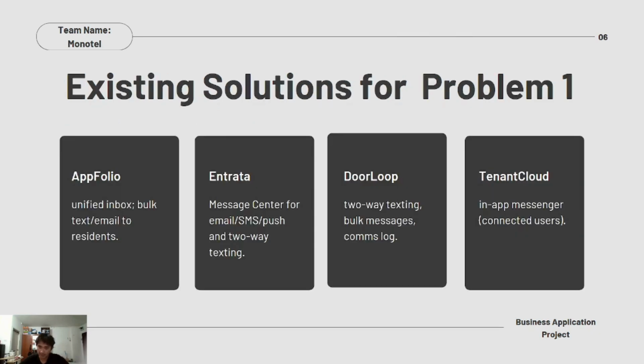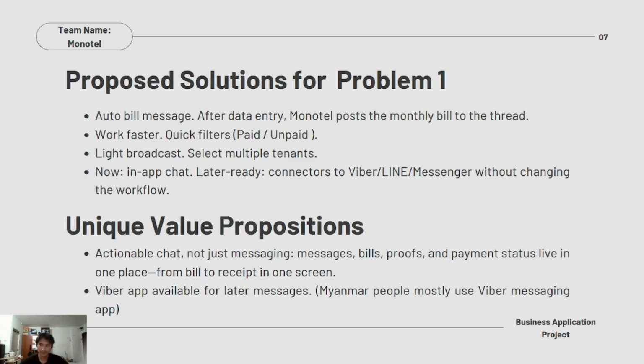There are some existing solutions for problem one. Folio has a unified inbox with bulk text and email to residents. Entrata has a message center, and it also has two-way texting. Dolly also has two-way texting, so you can both receive and send messages with communication history. And then Cloud has an in-app messenger. So this is what we are trying to do. But how is our solution unique?